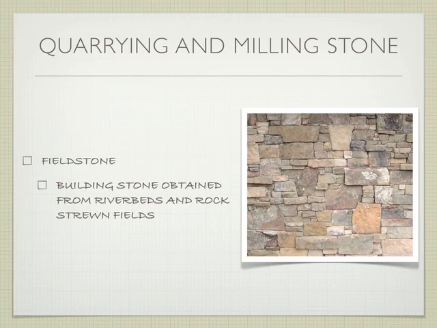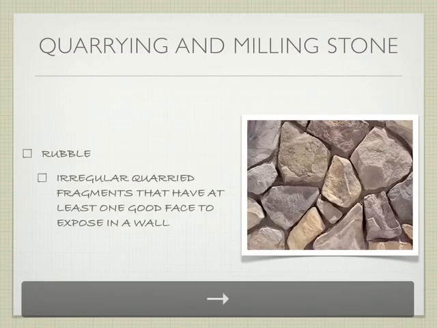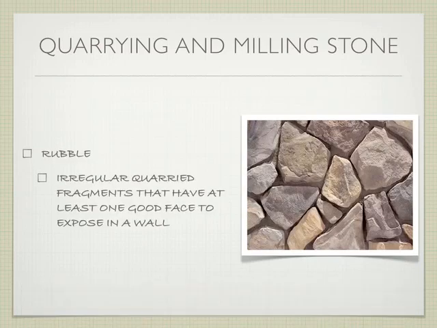So we have something that's called field stone, which is basically building stone that's obtained from riverbeds and rock-strewn fields. So the idea behind field stone is that you walk out your door and you collect the rocks that are on the ground. And so there's nothing particularly fancy that's done about it. It's just a way of collecting it. And depending on where the rocks come from, they have very different qualities and looks to them. And you'll see a bunch of examples as we go along.